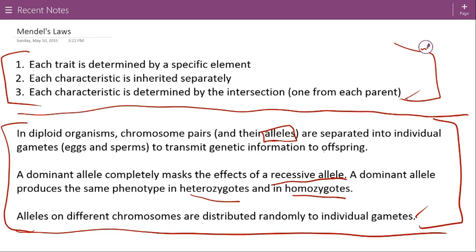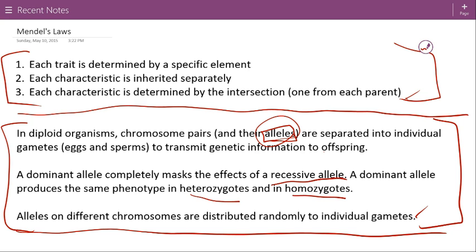So that's the basis of Mendel's laws, again going over what was in the video. Each trait is determined by a specific element. That's going with this idea of alleles. There is a specific section of your DNA that determines your different characteristics. And those are what we call our alleles.